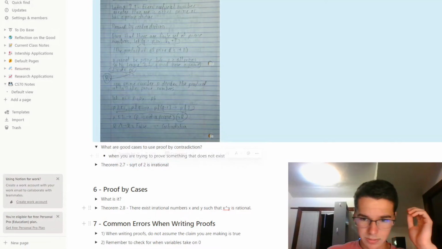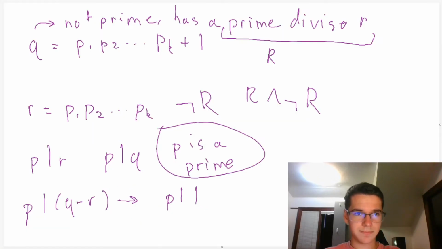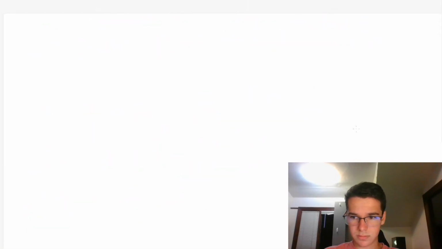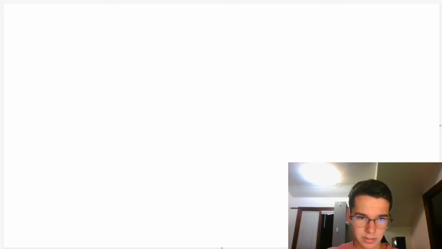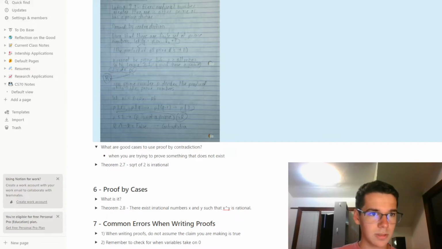Okay, so let's quickly go over theorem 2.7. The square root of 2 is irrational. So I'm going to switch over to Paint. File, new. So this theorem also relies on a lemma, and that lemma is, if I remember correctly, I'm going to write it down. So we're going to prove, just really quick, that the square root of 2 is rational.